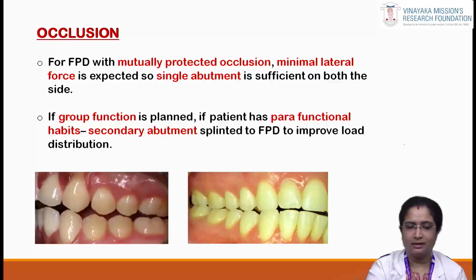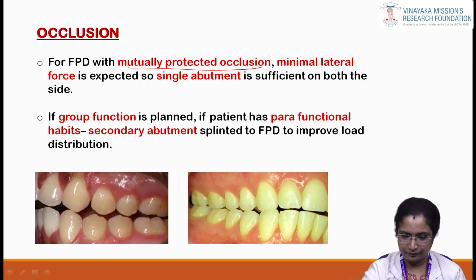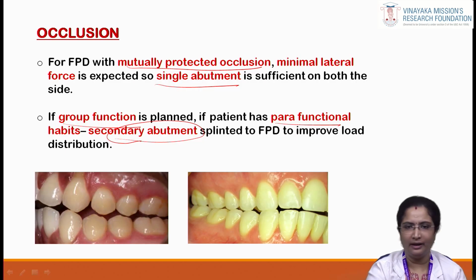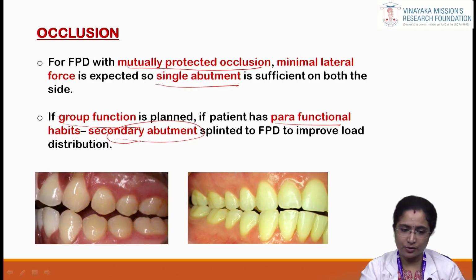Next factor to consider is the occlusion. In an FPD, if the patient has a mutually protected occlusion, we can encounter only minimum lateral forces, so a single abutment is sufficient. But if you go for a group function, or if the patient has a parafunctional habit, a secondary abutment should be taken into consideration when planning an FPD. So always the occlusal condition of the patient should be evaluated in clinical examination so that we know what type of occlusion the patient has.